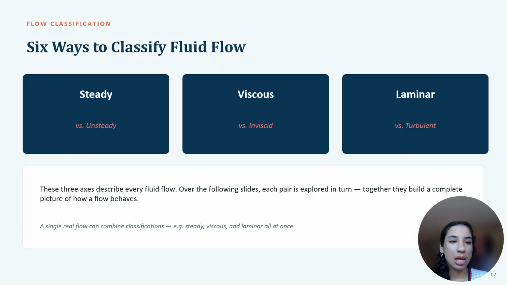Now, we have six ways to classify fluid flow. We either have steady flow, viscous flow, and laminar, or we can have unsteady, inviscid, and then turbulent. These are just the opposites of the other three I said. Now we're going to explore them in more detail.